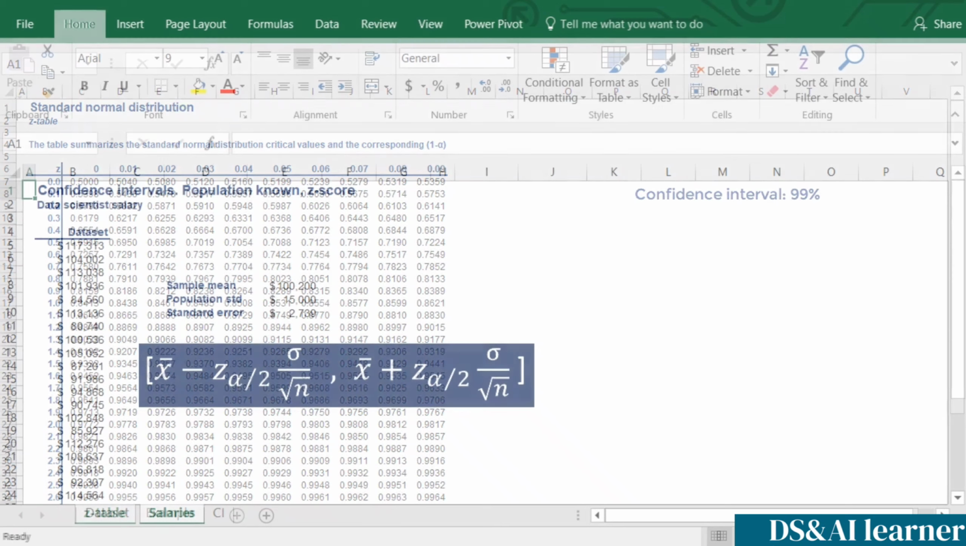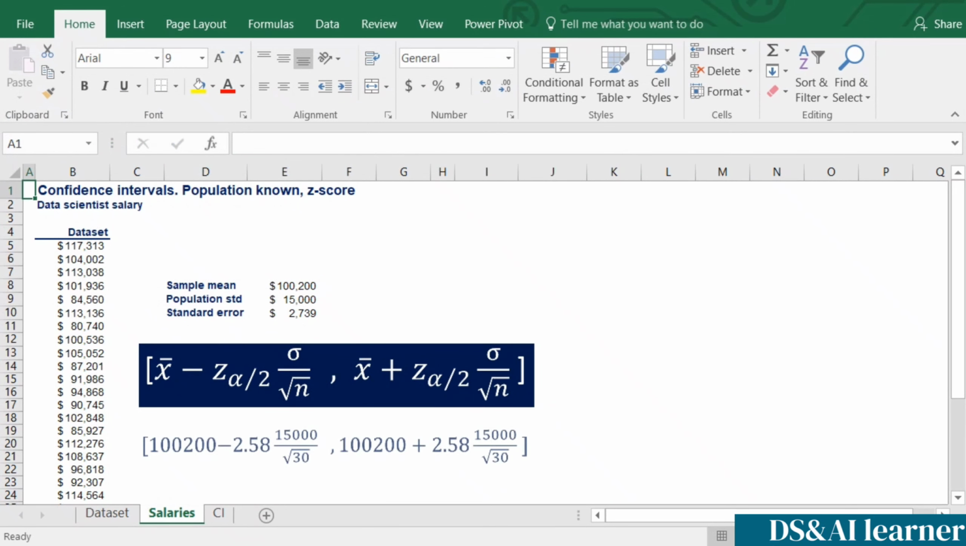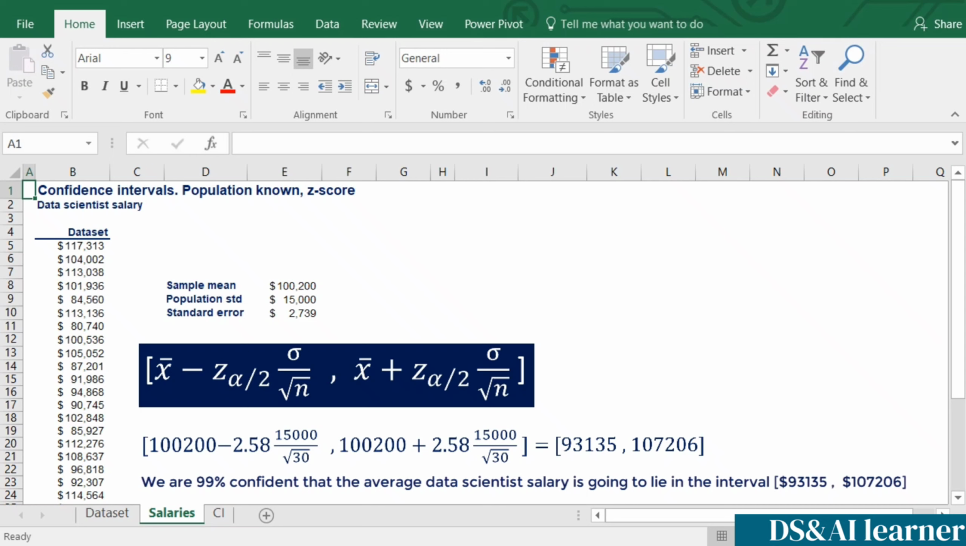We plug it into our formula once more, and the new confidence interval is equal to 93,135 and 107,206. This means that we are 99% confident that the average data scientist's salary is going to lie in the interval between $93,135 and $107,206.